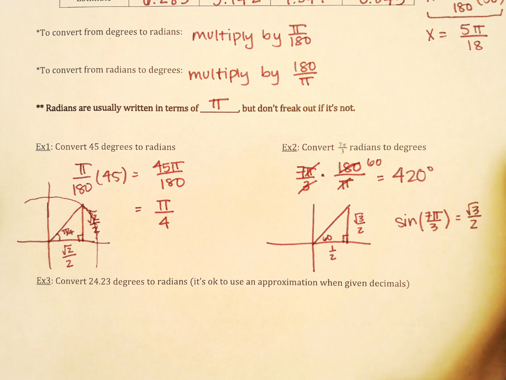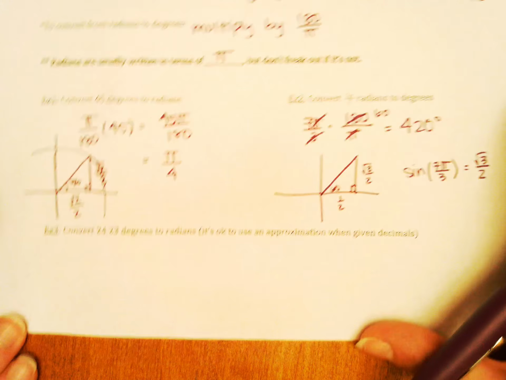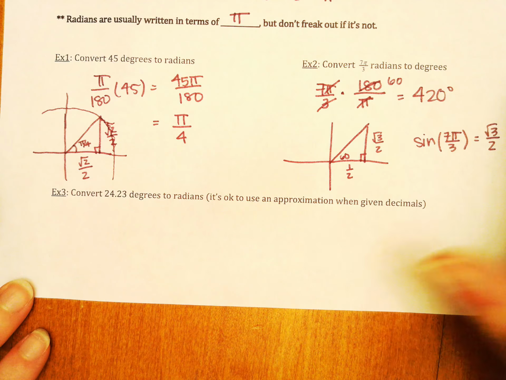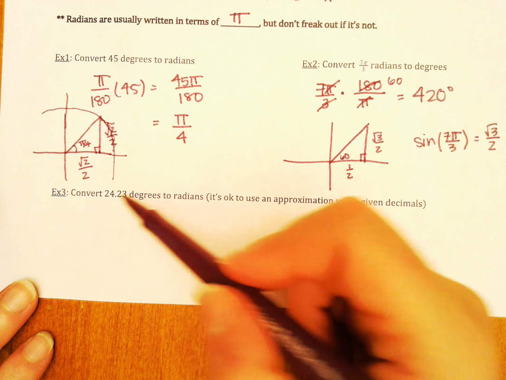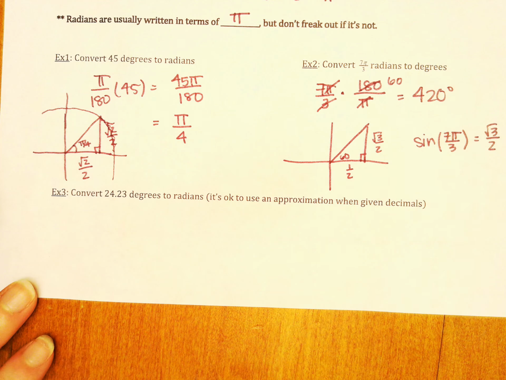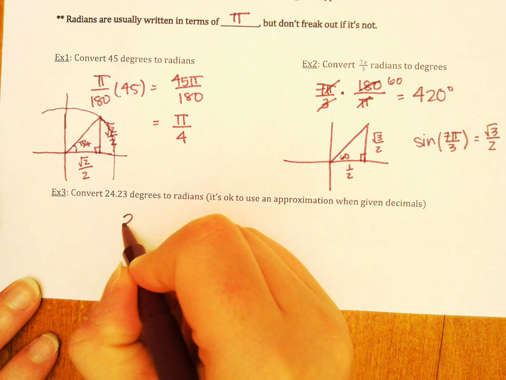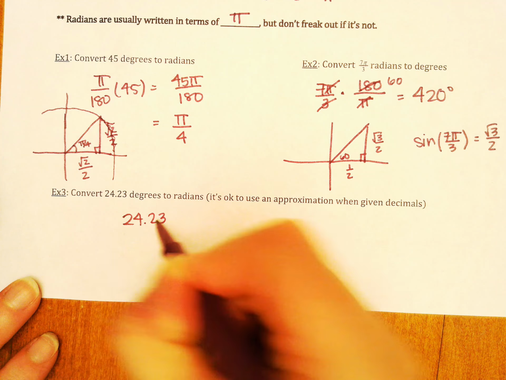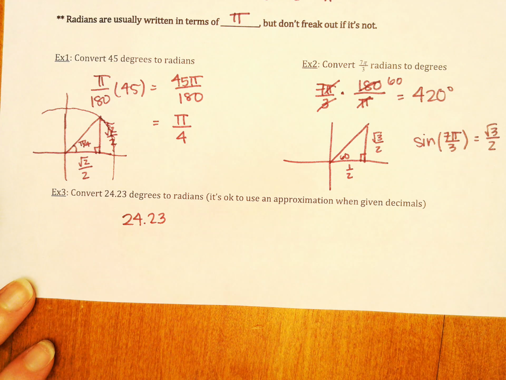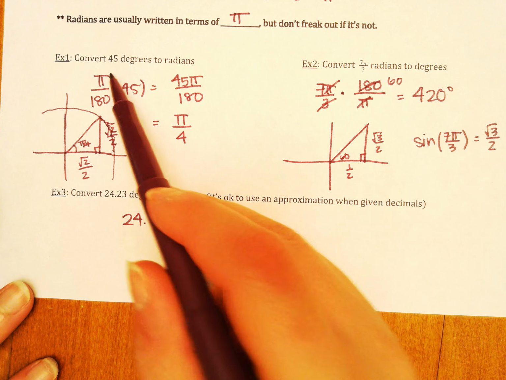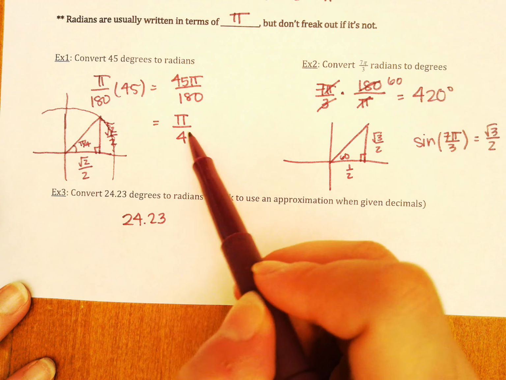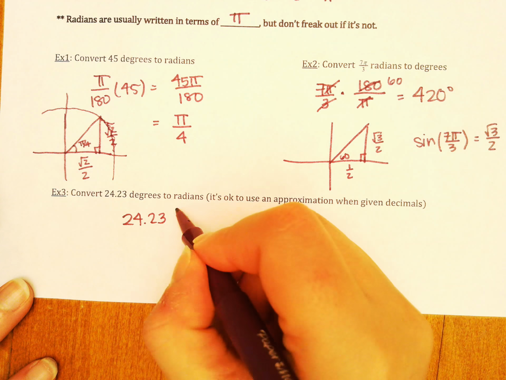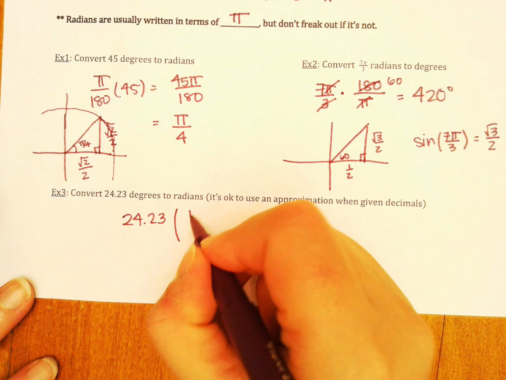One more, this one's a little bit different because it's not in terms of pi. So we're going to convert this decimal approximation of degrees into radians. And usually when we deal with a decimal, in general terms it's okay to give a decimal approximation for a radian measurement. Usually if we're given a whole degree, we want exact terms of a radian. But for this one, since we're given a decimal to start with, it's really hard to actually find that.